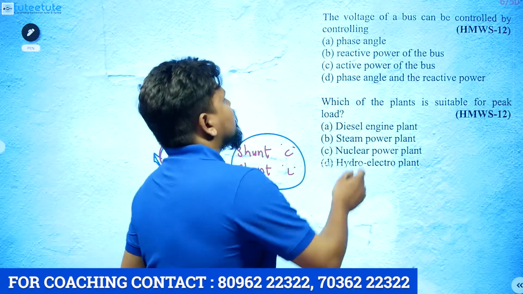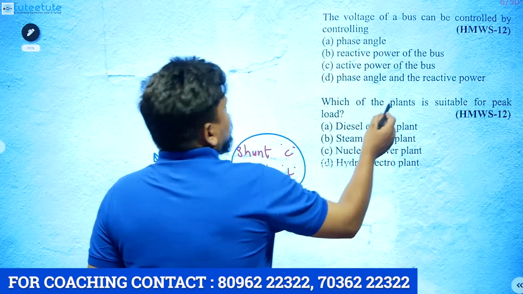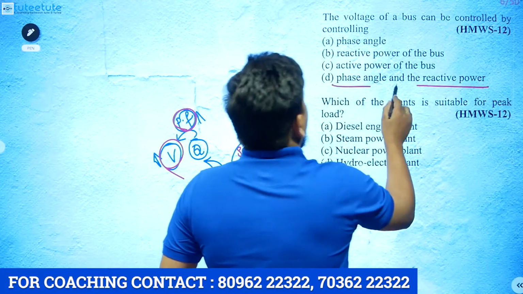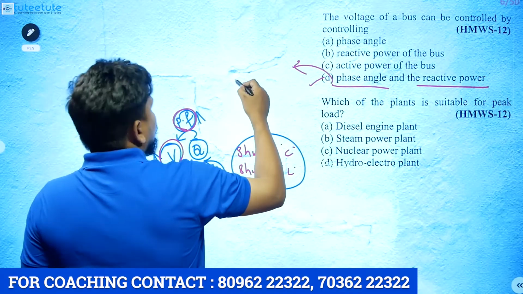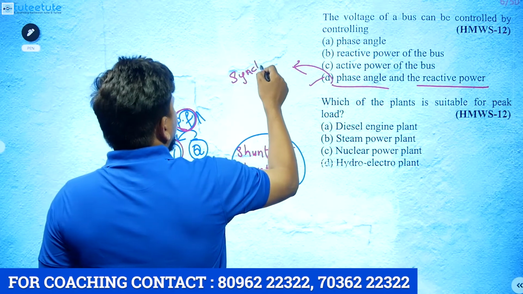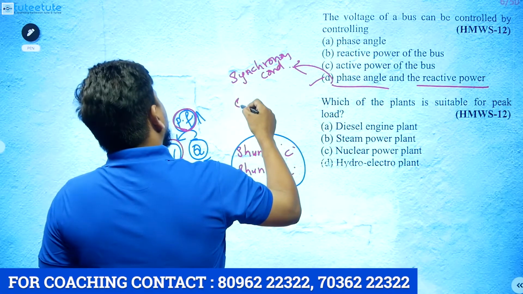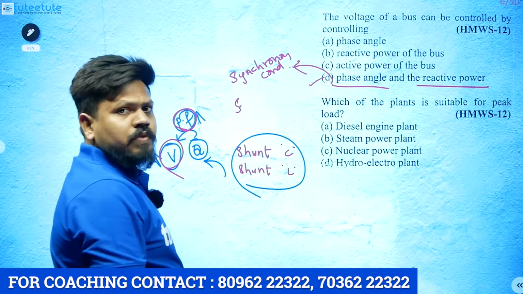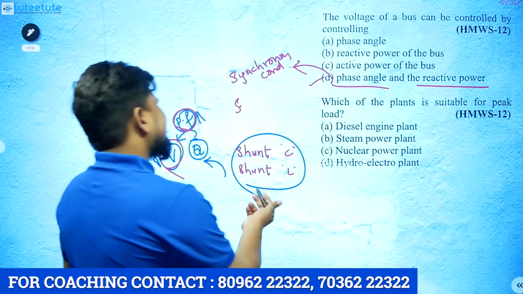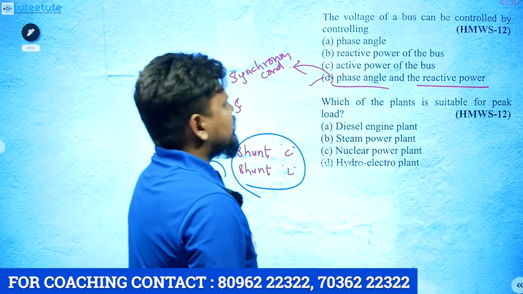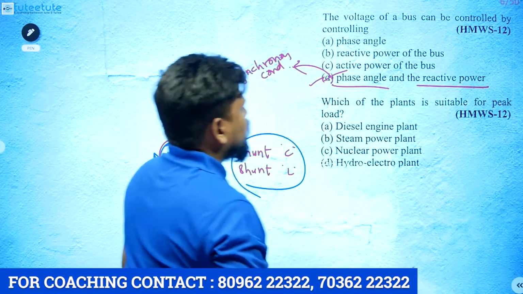Okay, so what they are asking: the voltage of your bus can be controlled by controlling what? Reactive power you can control, and the phase angle we can control by using a synchronous condenser. We can use synchronous phase shifters, or the normal ones, and these also will control the phase angle. So that means the answer for this question is D.